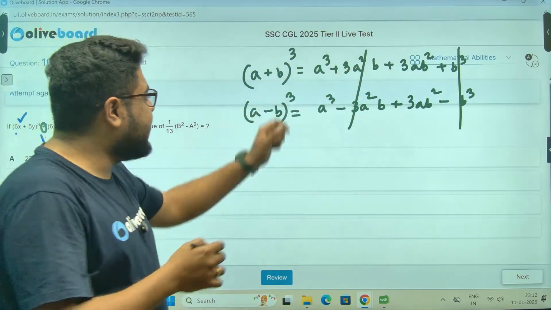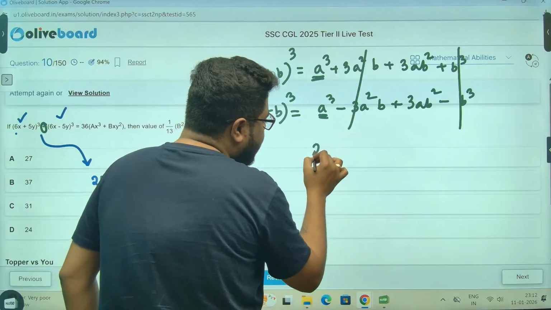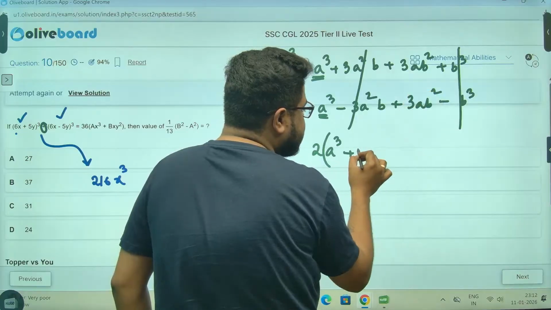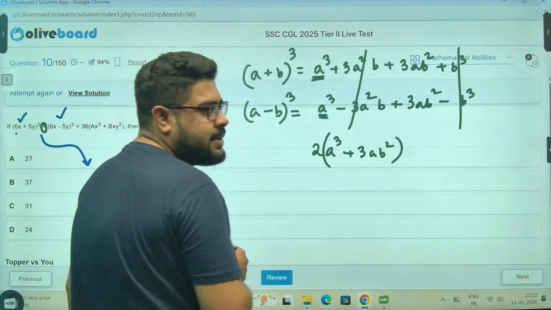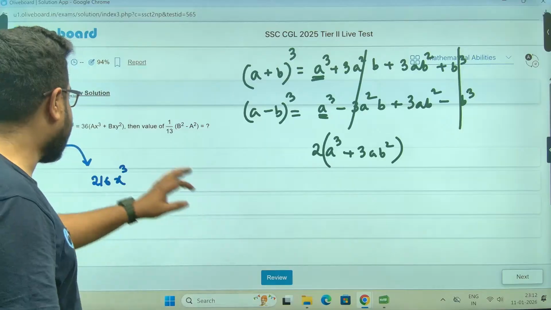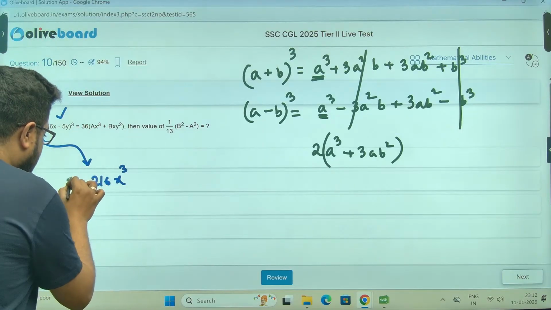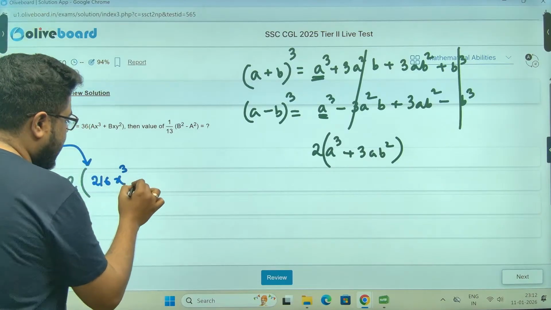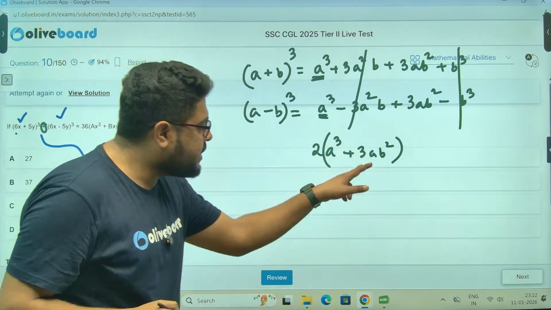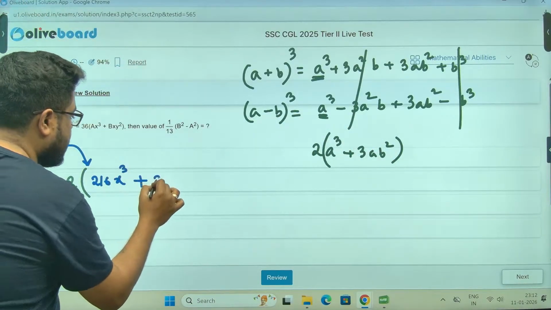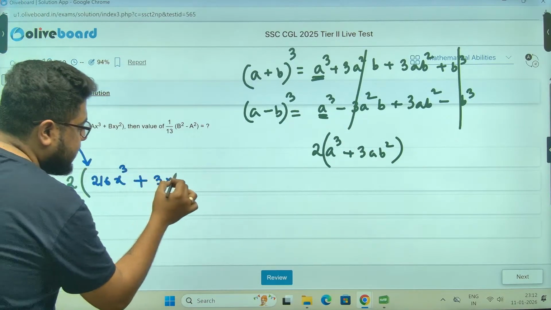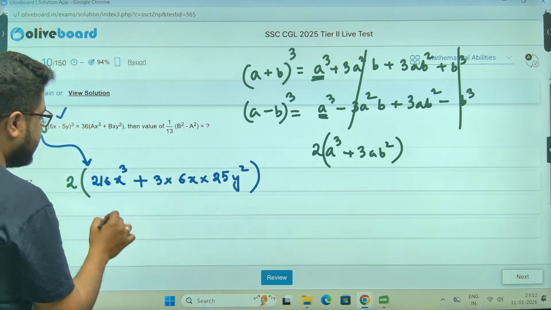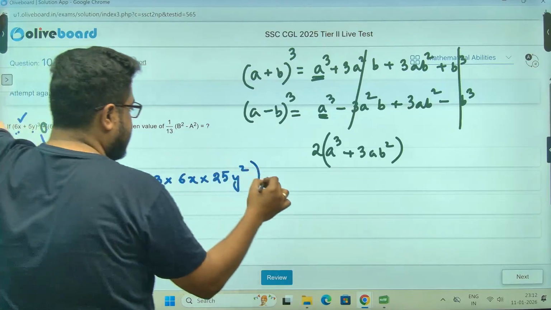So can I say simply, let's write whatever I'm getting here, twice of that, plus whatever I'm getting here, 3 plus 3, so it will be 3ab square, twice of that. I've just taken the twice common. So if I take a 2 common, can I simply write it down like this? Okay, 216 x cube plus, I will have 3ab square. 3 into a is 6x, b is 5y. 6x into 5y square meaning 25y square. Done. So this is equal to this.